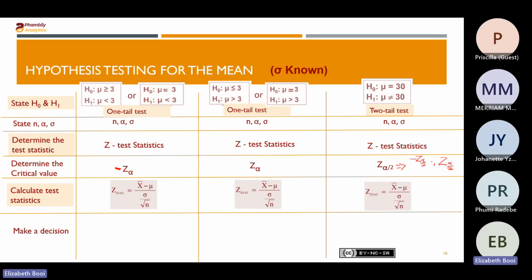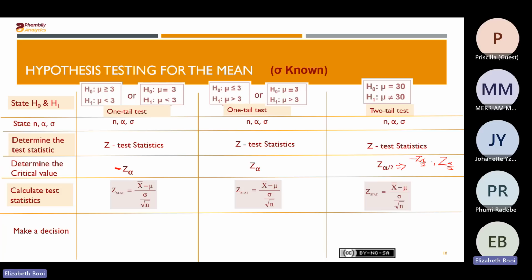The next step is to calculate the test statistic. Because we're doing a Z test statistic, we use the sampling distribution Z test statistic, which is the sample mean minus the population mean, divided by the standard error, or the population standard deviation divided by the square root of n.